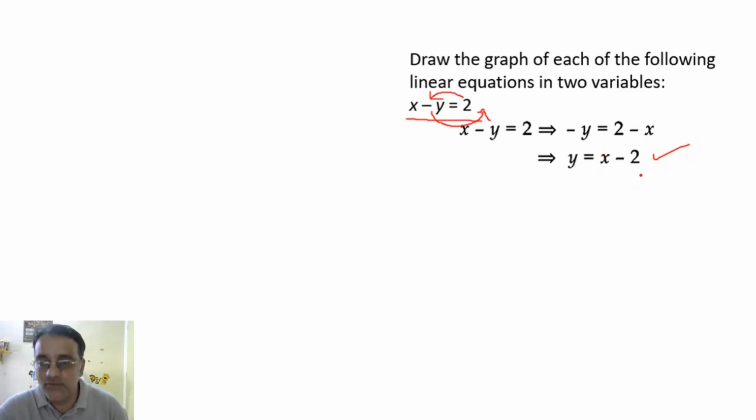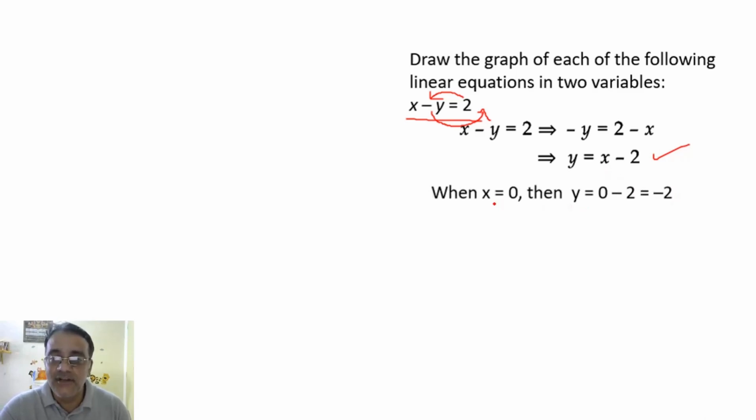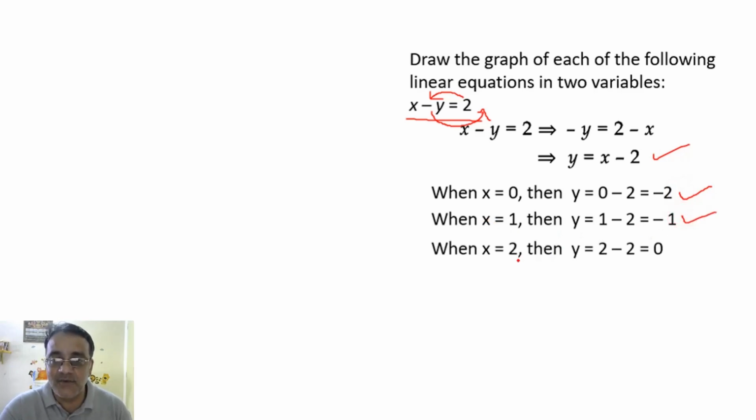If x is equal to 0, y is minus 2. If x is equal to 1, y is minus 1. If x is equal to 2, y is 0. If x is equal to 3, y is 1. So we'll take three values. First, x is equal to 0, that is y is equal to minus 2. Second, x is equal to 1, we got y is minus 1. And third value, x is equal to 2, that is y is equal to 0.